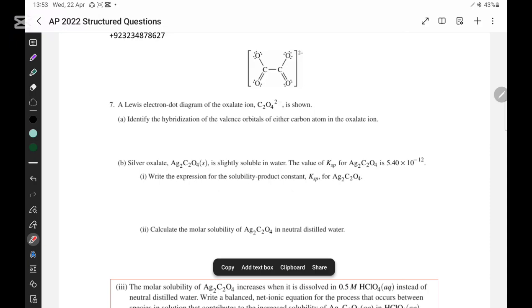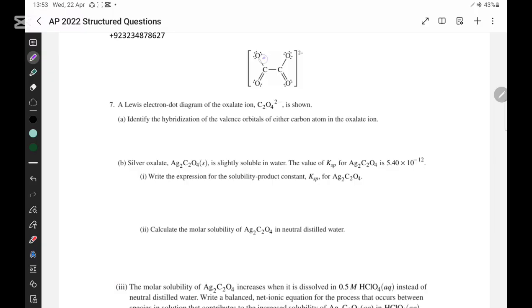So a Lewis electron dot diagram of the oxalate ion is shown. Identify the hybridization of the valence orbitals of either carbon atom in the oxalate ion. So this is the carbon atom. It is going to be s, sp, sp2. If it is sp2 hybridized, you can write here that it is going to be sp2 hybridized.